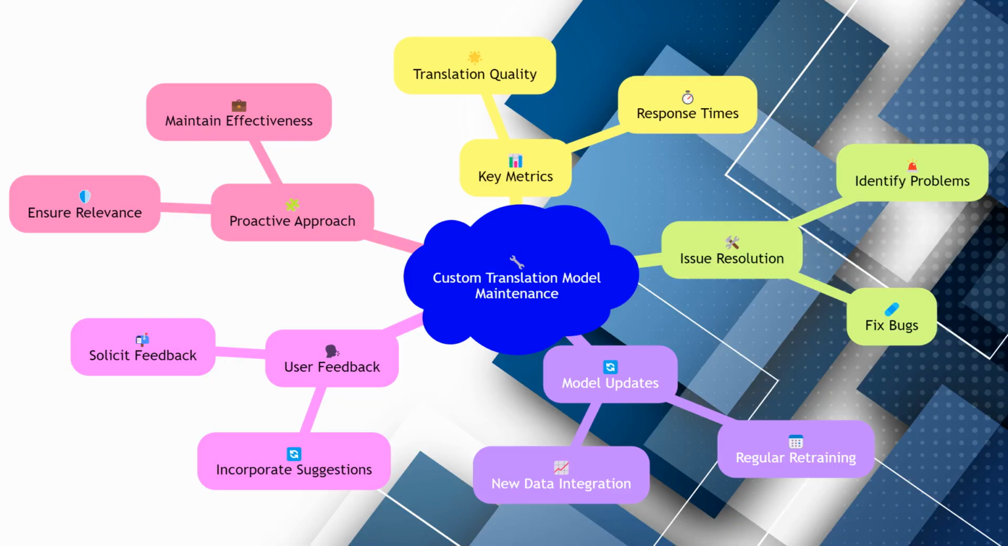After publishing the custom translation model, ongoing monitoring and maintenance are crucial to ensure its continued performance and accuracy. This involves tracking key metrics, such as translation quality and response times, and addressing any issues that arise. Regularly updating the model with new data and retraining it can help maintain its relevance and effectiveness. Additionally, user feedback should be actively solicited and incorporated into the model's development cycle. By maintaining a proactive approach to monitoring and maintenance, you can ensure your custom translation model remains a valuable asset.